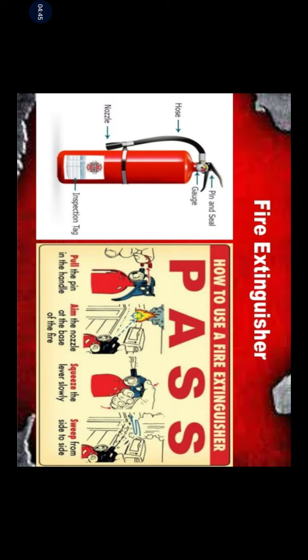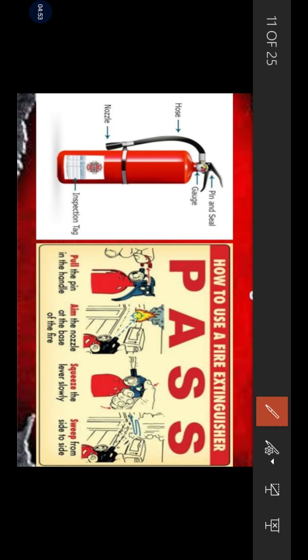The next one, fire extinguisher. See the fire extinguisher structure. This is called the hose. This is the nozzle, gauge, pin and seal, inspection tag. Those are the structure of a fire extinguisher.